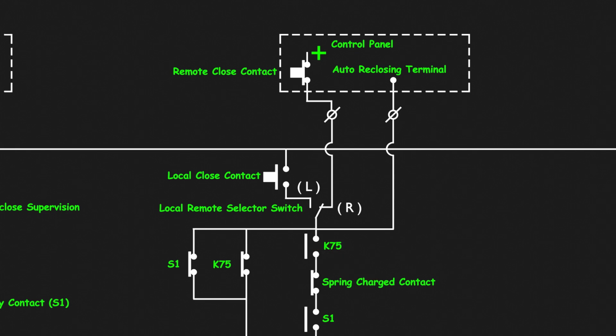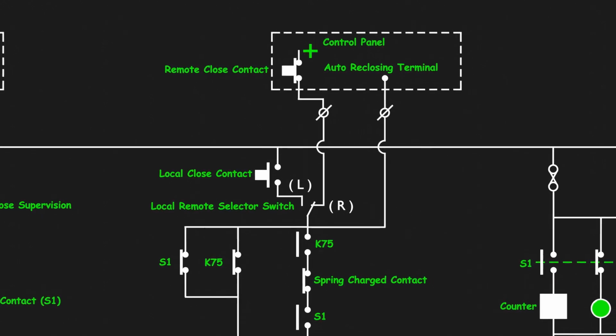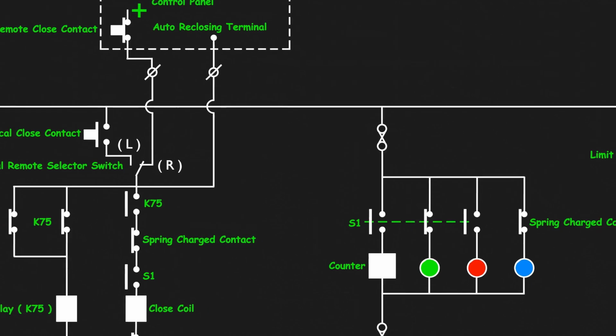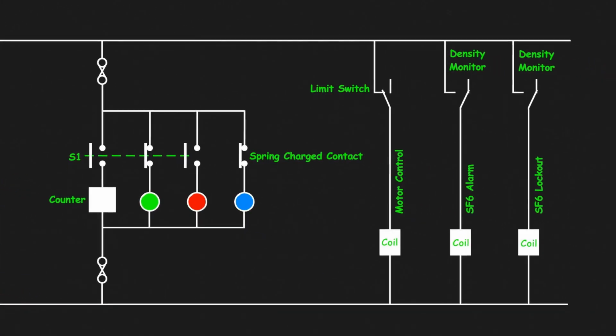Now we come to the supporting circuits of a circuit breaker. Among these, the trip circuit and the closing circuit are considered the main control circuits. The rest of the circuits are auxiliary in nature, meaning they support the main operation of the breaker in various ways. These auxiliary circuits handle a number of important tasks.